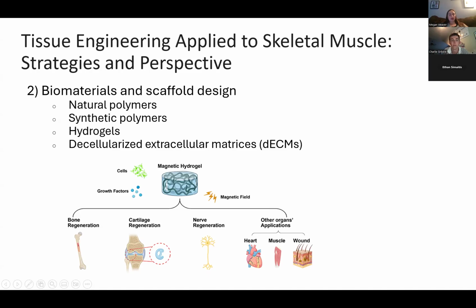Hydrogels are also available as a soft, gel-like material that can hold a lot of water, perfect for mimicking muscle. They can also be mixed with cells during printing or casting. And decellularized extracellular matrix comes from real tissues with all the cells removed. They keep the natural structure and signaling that help cells grow and organize properly, making them the most realistic scaffold option.